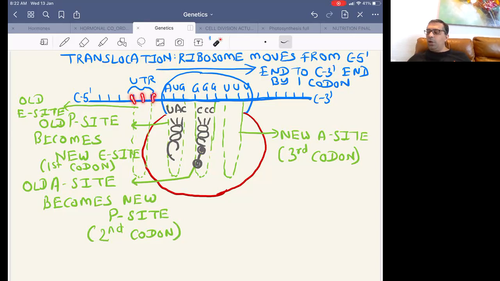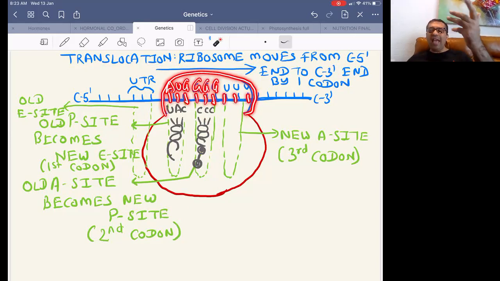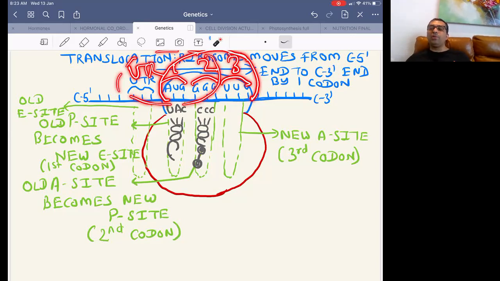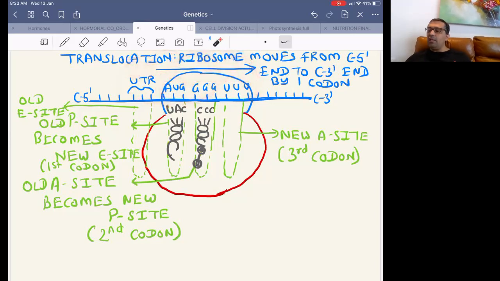So initially it was UTR, first codon and second codon. Now, as ribosome shifts, it will occupy first codon AUG, second codon GGG, and say third codon, say it is UUU. So instead of occupying UTR, first, second, it is now occupying first, second, third. So UTR 1, 2 की जगह it occupies 1, 2, 3. And that is called translocation.